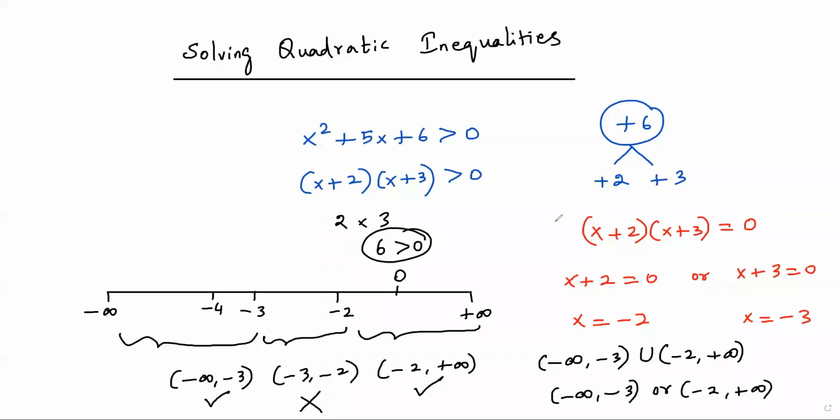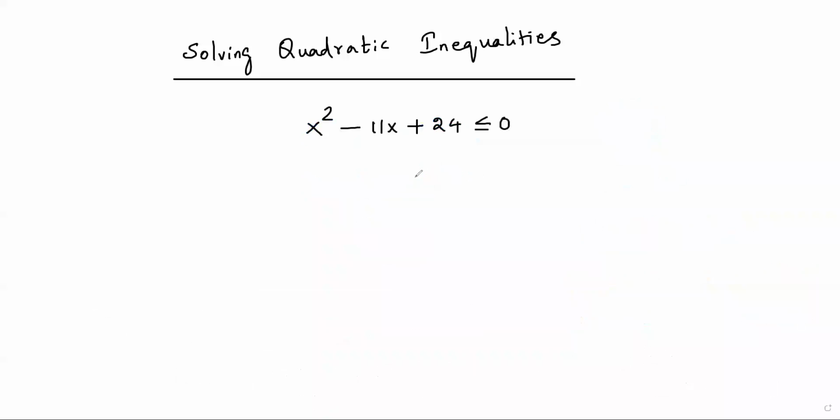Okay, now let's look at another example. Now we can consider the quadratic inequality x squared negative 11x positive 24 less than or equal to 0. So here also we have to do the same thing. That is, we have to factor this quadratic expression.